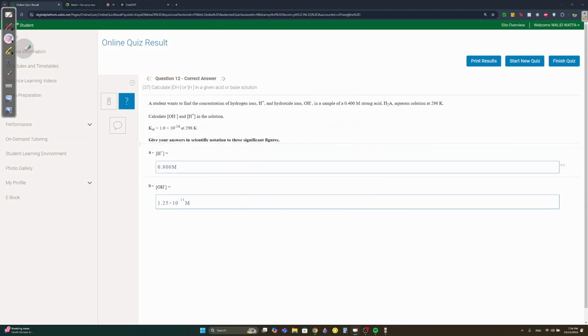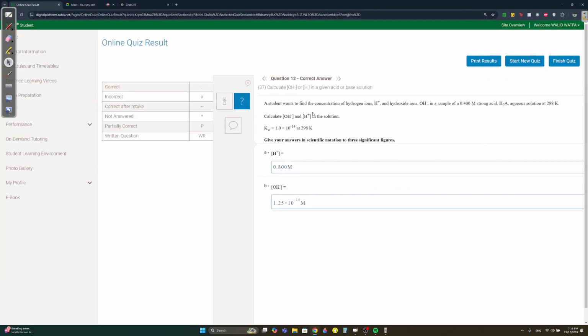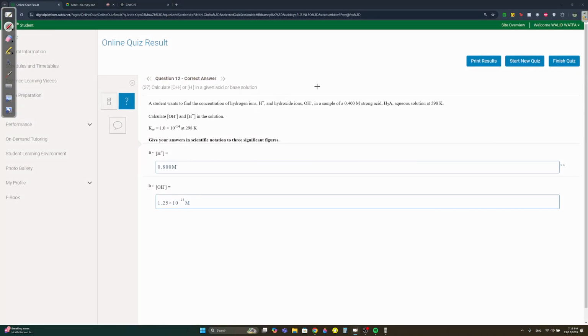Question 12. How many questions do we have? 23. A student wants to find the concentration of H plus. Calculate H plus or OH minus. You have a strong acid. You know that a strong acid dissociates to form H plus and whatever this is, A minus. But you need to balance it, so it's going to be 2H plus. They gave you the concentration, so it's 0.4. But this one is 2, so you multiply by 2, so it's going to be 0.8. Right? So now we found the concentration of H plus, which is 0.8. Now you want the OH minus, how do you find it? You just do 10 to the minus 14 over 0.8, and you should get this.